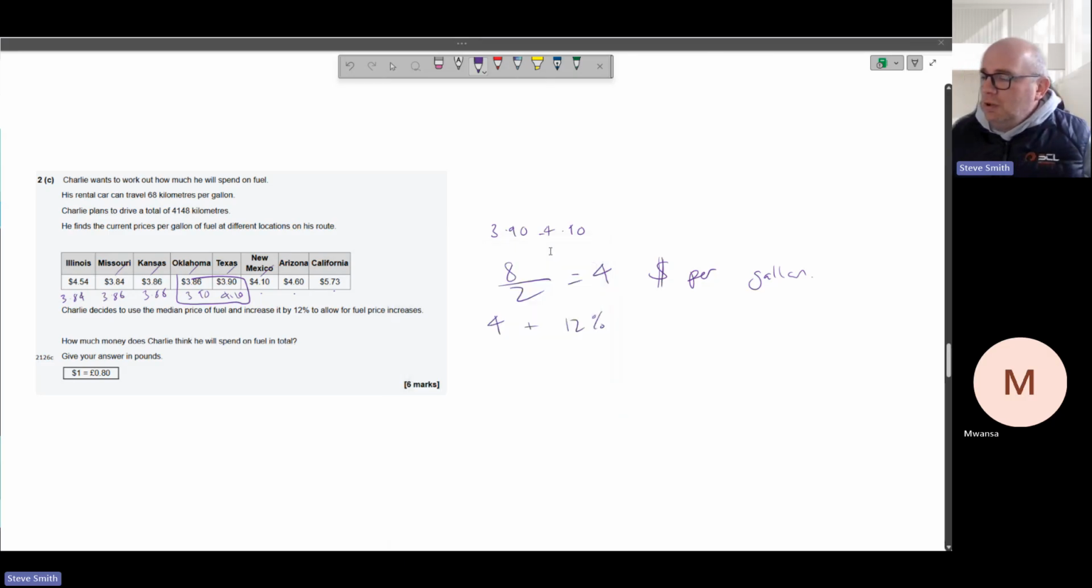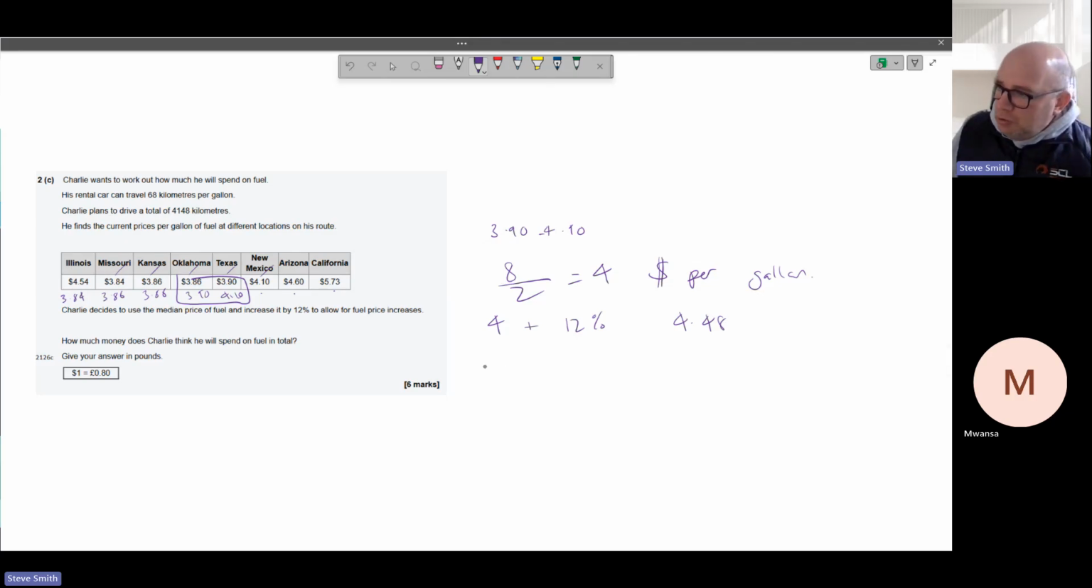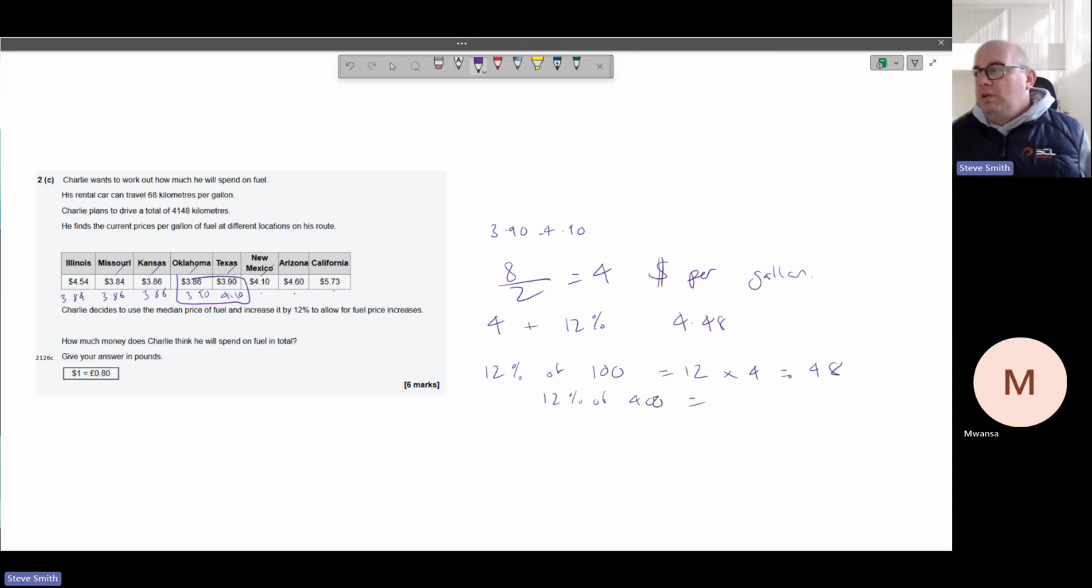If you didn't have that function on your calculator, we know it's $4.48. If we just work out what 12% of 100 equals, that's 12, so 12% of 400 is just times by 4, so that's 48. So we know it's $4.48 for our gallon of fuel.